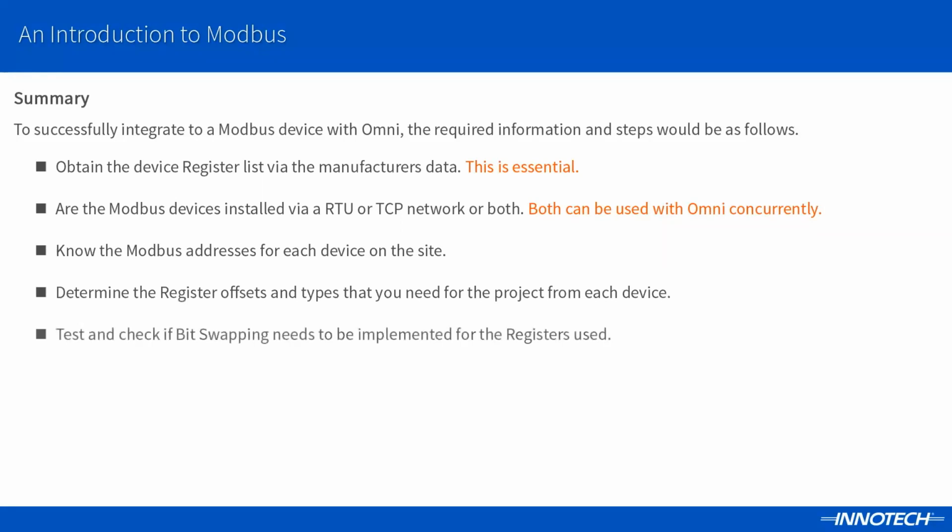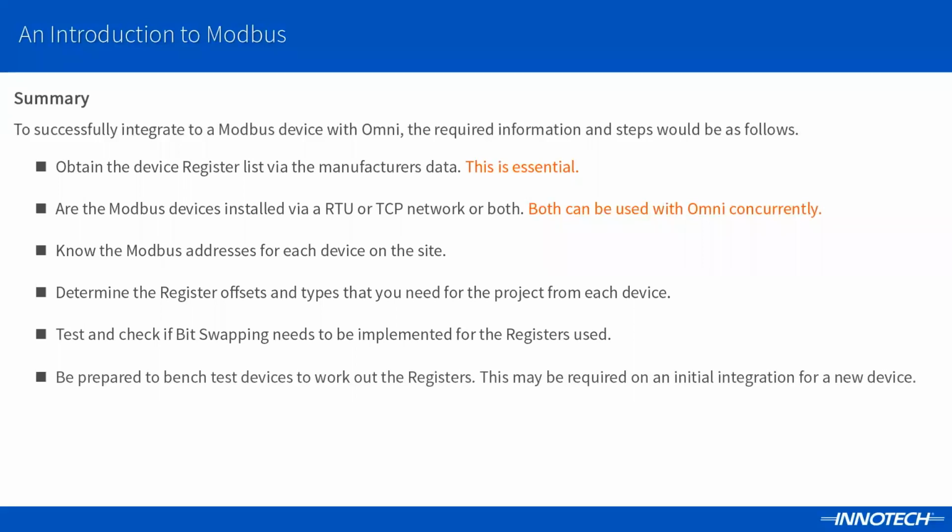Once connected and communicating, test a register to see if you obtain the correct value. Usually, once you read one correct value on the device, all other values should follow the same configuration. For new devices, you may need to bench test the device in a controlled environment. This can assist to locate the correct registers by reading known values, then working out the others from this reference point.